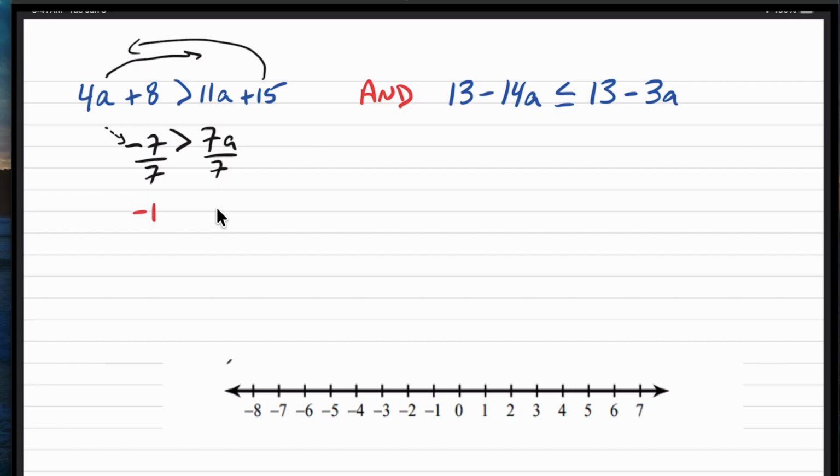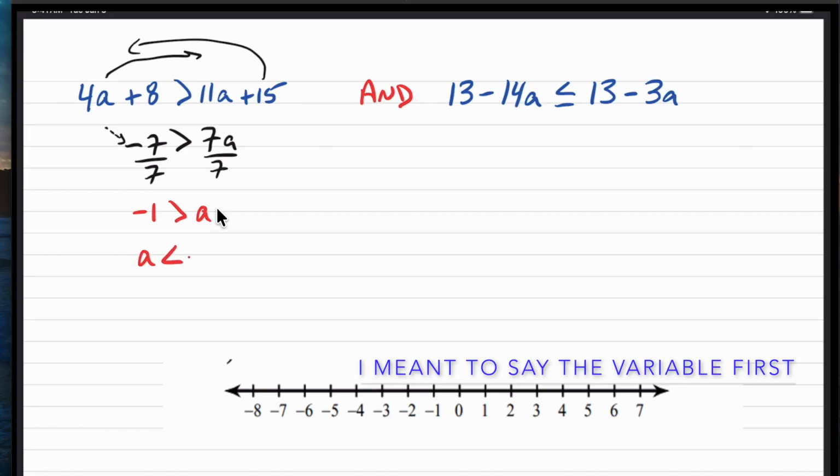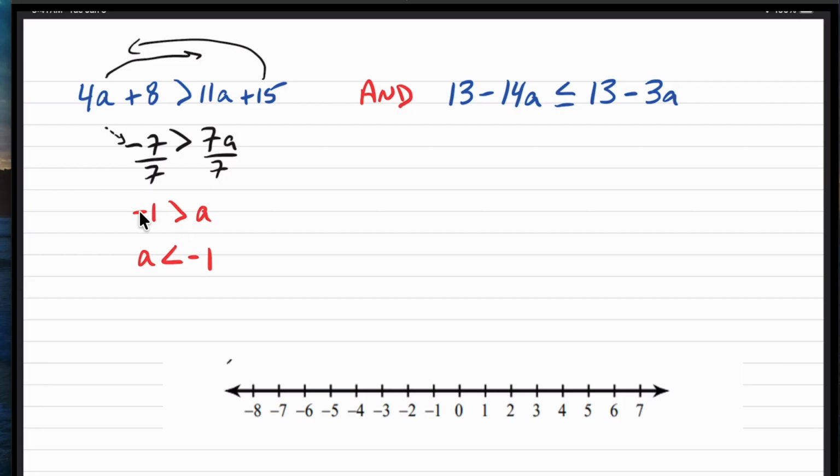Okay, so we're going to have -1 is greater than a, and I like to write the constant first. A is less than -1. We double check that before the switch, the point is going to the a. After the switch, the same is true.